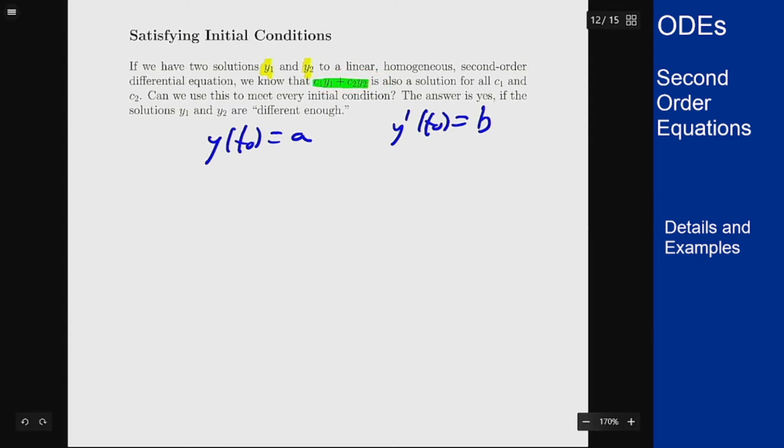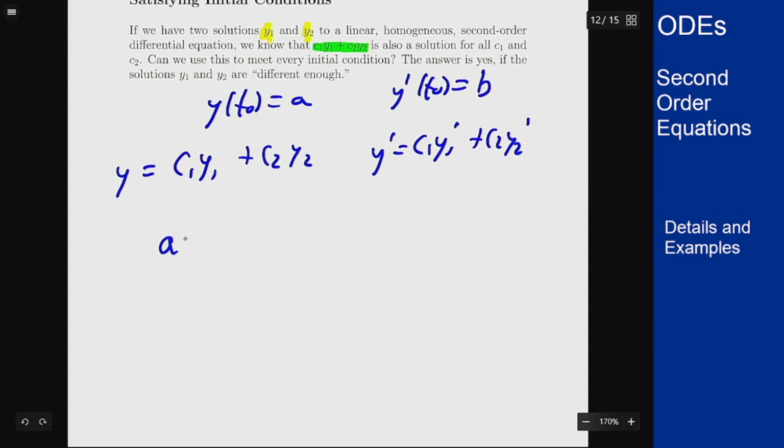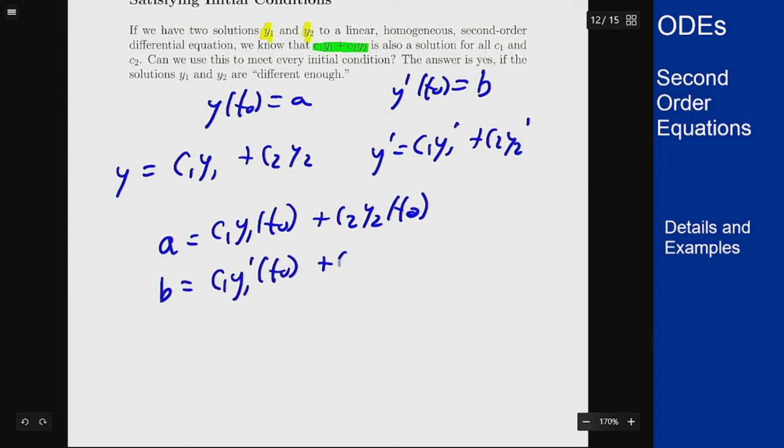If I set y equal to c1 y1 plus c2 y2, then y prime is just c1 y1 prime plus c2 y2 prime. And now I can plug in t0 and try to match them to a and b. So a is y of t0, which is c1 y1 at t0 plus c2 y2 at t0, and b is c1 y1 prime at t0 plus c2 y2 prime at t0.